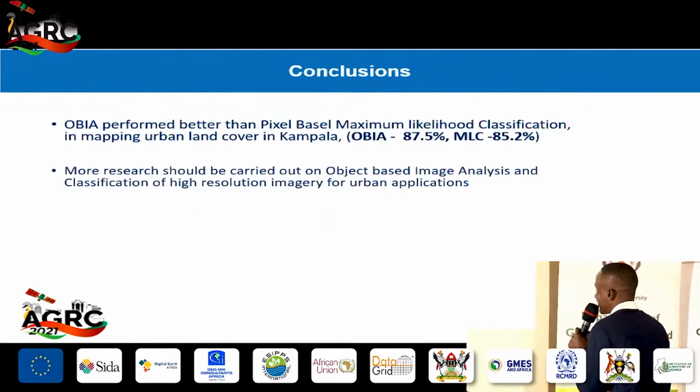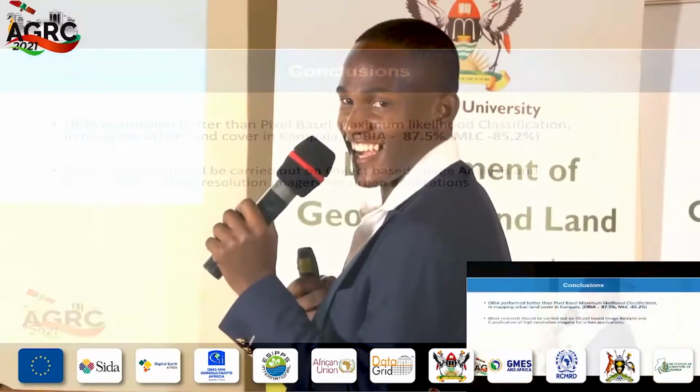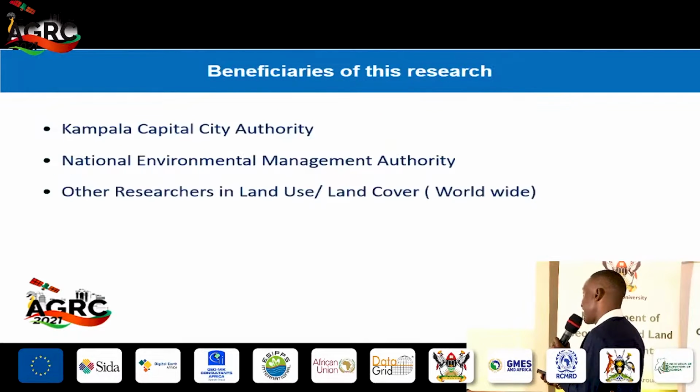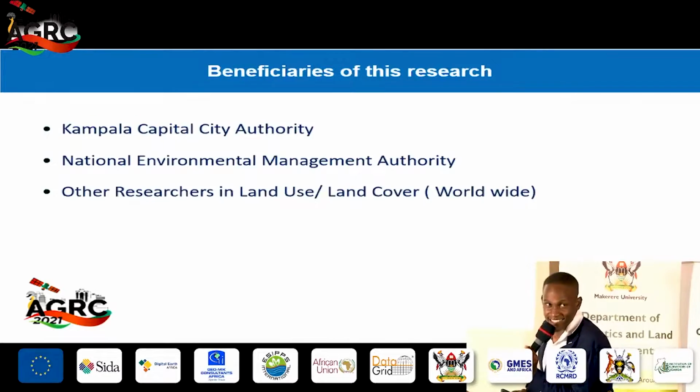Yeah. So, in conclusion, for my study, I can conclude that OBIA performed better than pixel-based maximum likelihood classification. And then, of course, I would encourage more researchers to dive into OBIA and its application for urban mapping. Yeah. Who can benefit from this research? Of course, a number of people, KCCA, NEMA, and any other researchers in the world.